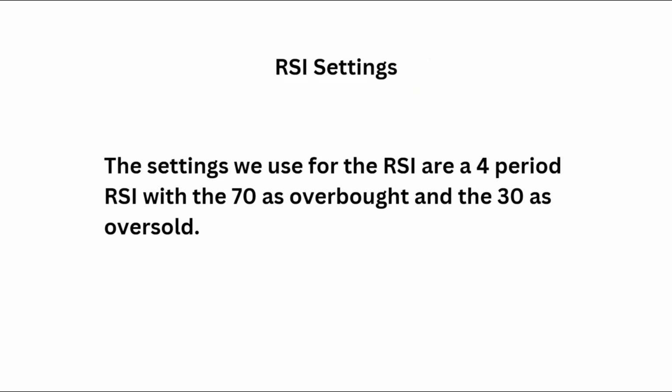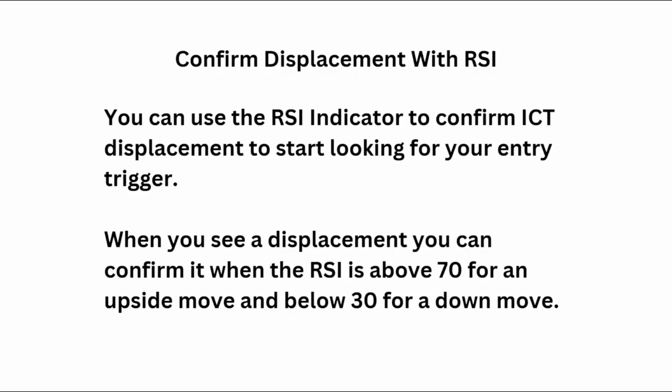RSI settings. The settings we use for the RSI are a 4-period RSI with 70 as overbought and 30 as oversold. Confirm displacement with RSI. You can use the RSI indicator to confirm ICT displacement to start looking for your entry trigger. When you see a displacement, you can confirm it when the RSI is above 70 for an upside move and below 30 for a down move.